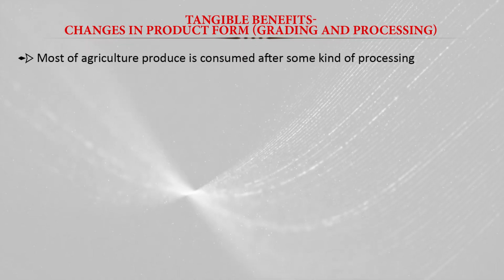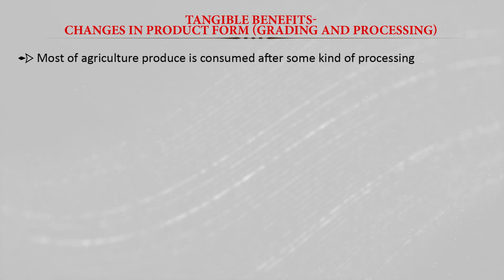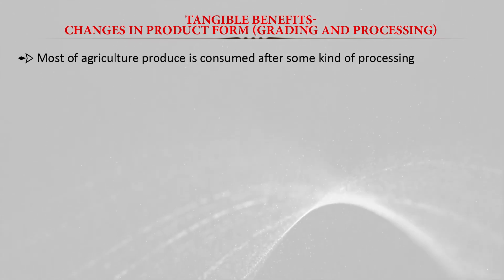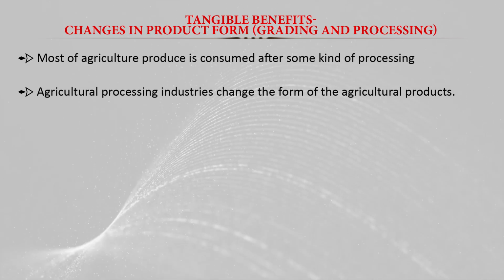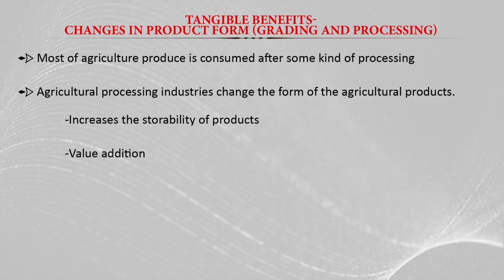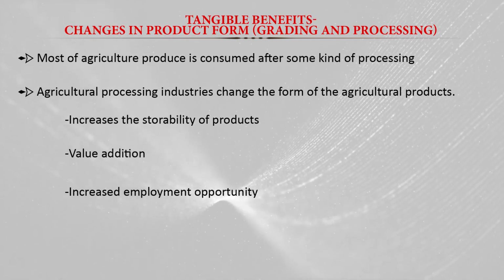Then another tangible benefit we have is the change in the product form, maybe through the grading of agriculture commodities or processing of agriculture produce. Most agriculture produce is consumed after some kind of processing. Every produce requires some kind of processing, and the agro processing industry changes the form of the agriculture product. So it increases the storability of the product, provides some value addition, and also provides employment opportunities through processing activity in agriculture.